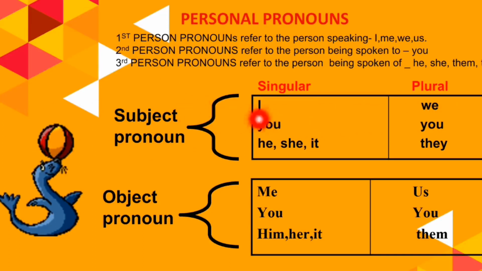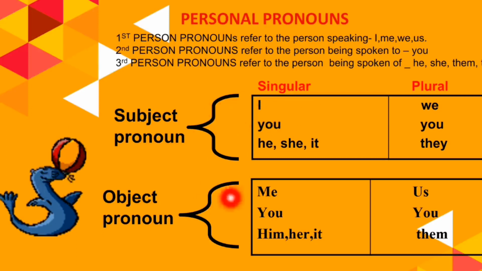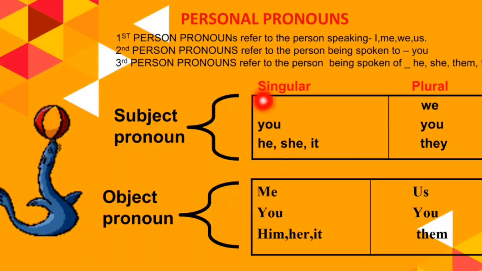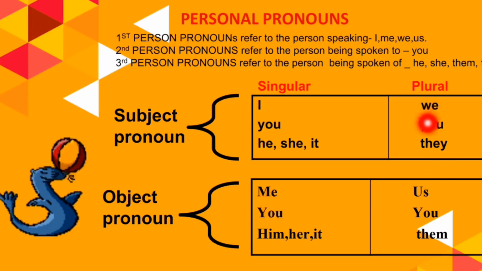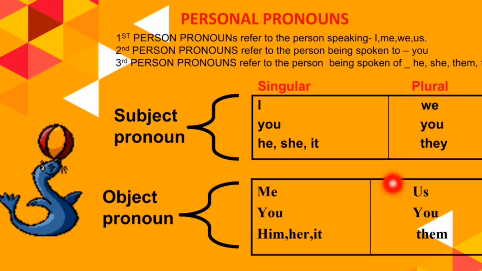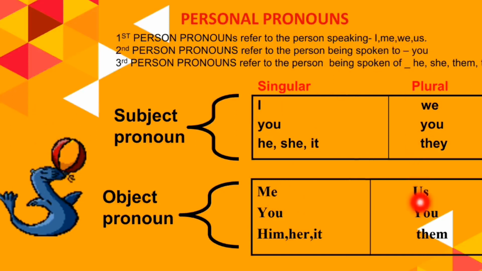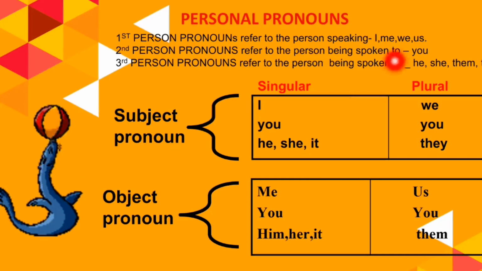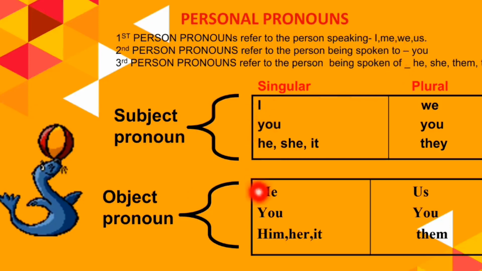Whereas when it comes in the object form, what is the objective form of I? It is me. And what is the object form of we? It is us. So the first person pronouns are I and its objective form me, we and its object form us. Okay, so I and we, me and us. Subject pronoun and object pronoun. These are known as the first person pronoun.